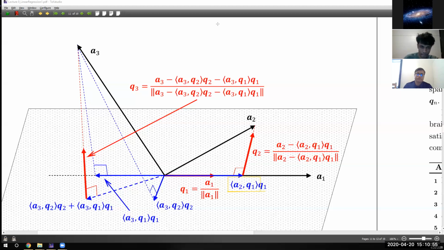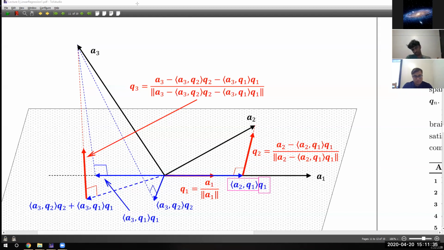it's not that clear. Let me choose another color. Sorry. Let's choose this pink color. Sorry for using pink, but I hope it's going to be better and different from the existing colors. So this one is simply the coordinate, right? And Q1 itself is a unit vector, so this directly shows you the coordinate of A2 onto Q1. And this is the orthogonal projection. And of course, this one must be orthogonal to this one.